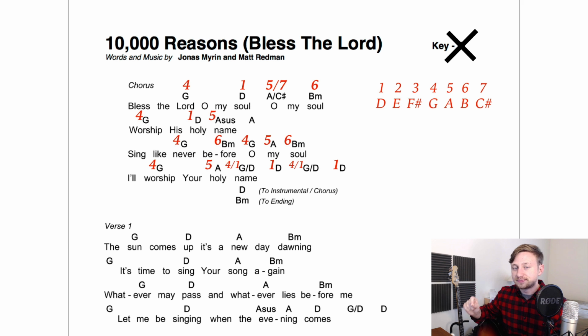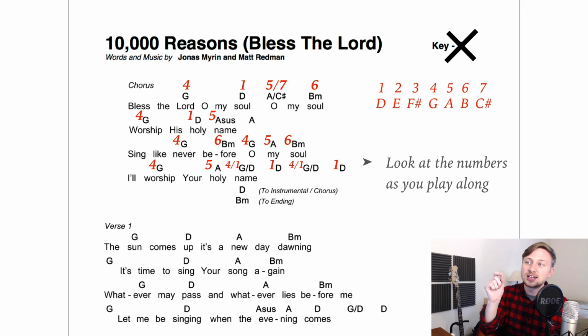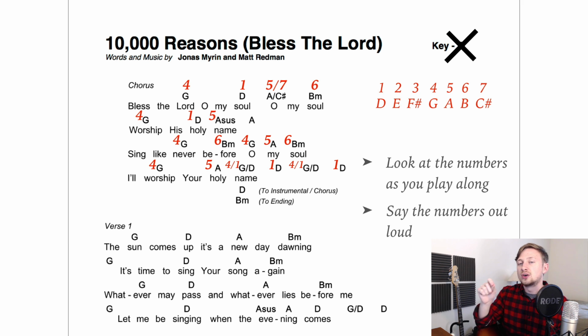Just write those numbers out. Now, the next thing we're going to do, and like I said before, this is going to help you memorize the key very quickly because these chords repeat all the time. The next thing we're going to do is actually play the music, but we're going to play it looking at the numbers as we play along, and more specifically, we're going to say those numbers out loud as we play it.